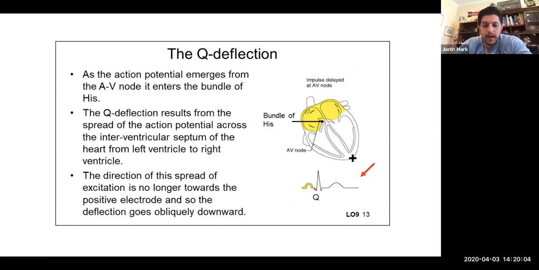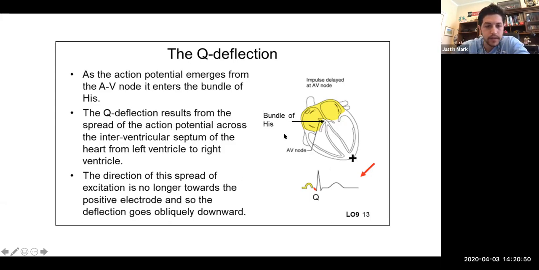Okay. So moving on to the Q deflection. I'm going to read a little bit here, but the action potential is going to go from the AV node down into the bundle of His. So basically, we're no longer going towards the positive electrode because it's going slightly on a diagonal downwards. So it's kind of similar to the P deflection downwards. Essentially, we're moving away from that positive point on the heart. So that's why we get this little blip in the Q going downwards, because the bundle of His is somewhere over here, so it's going to go in the opposite direction. That's basically the gist of it.